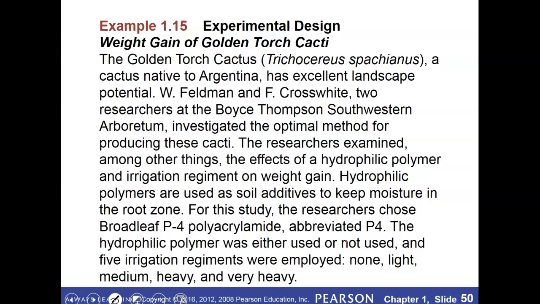These researchers examined, among other things, the effects of a hydrophilic polymer and irrigation regimen on their weight gain, so how big they would get. The hydrophilic polymers are used as soil additives to keep moisture in the root zone. For this study, the researchers chose a polymer I can't really pronounce, so we're just going to call it P4. The hydrophilic polymer was either used or not used, and the 5 irrigation regimens were either none, light, medium, heavy, or very heavy.